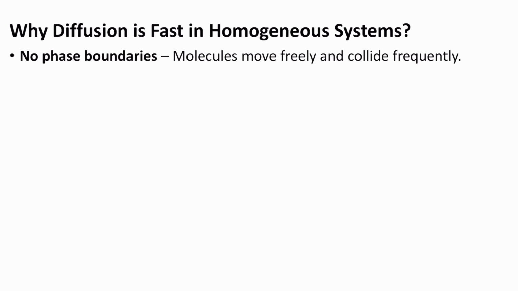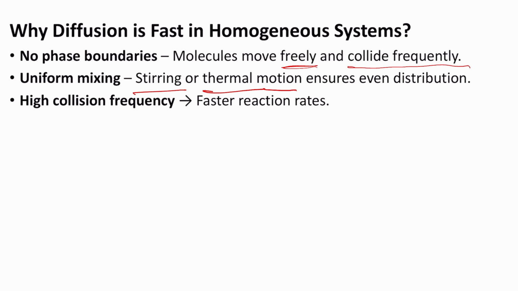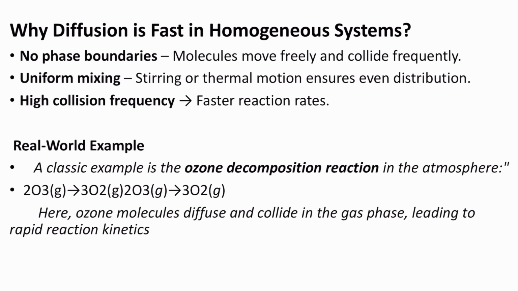Because of no phase boundaries, molecules move freely and collide frequently. Uniform mixing, stirring or thermal motion ensures even distribution in the system. Also, high collision frequency results in faster reaction rates. Let's see a real world example of homogeneous systems. A classic example is the ozone decomposition reaction in the atmosphere, where ozone disintegrates into oxygen. Here, ozone molecules diffuse and collide in the gas phase, leading to rapid reaction kinetics. The reaction is 2O3 gives 3O2.